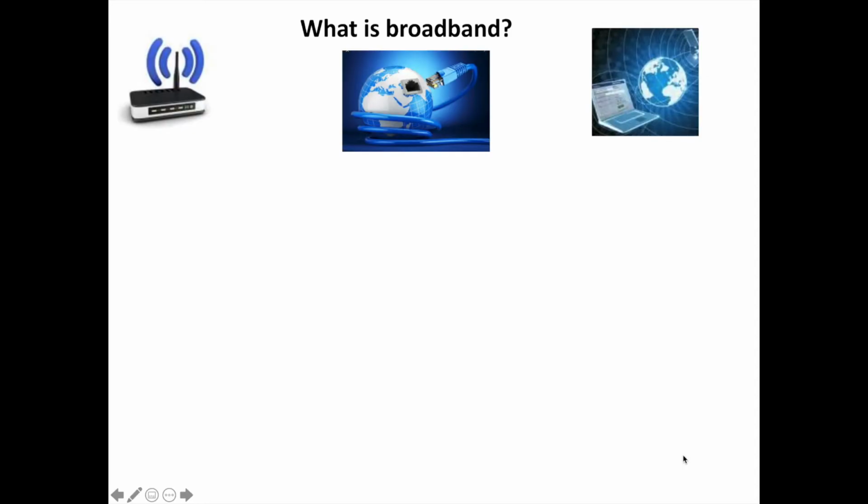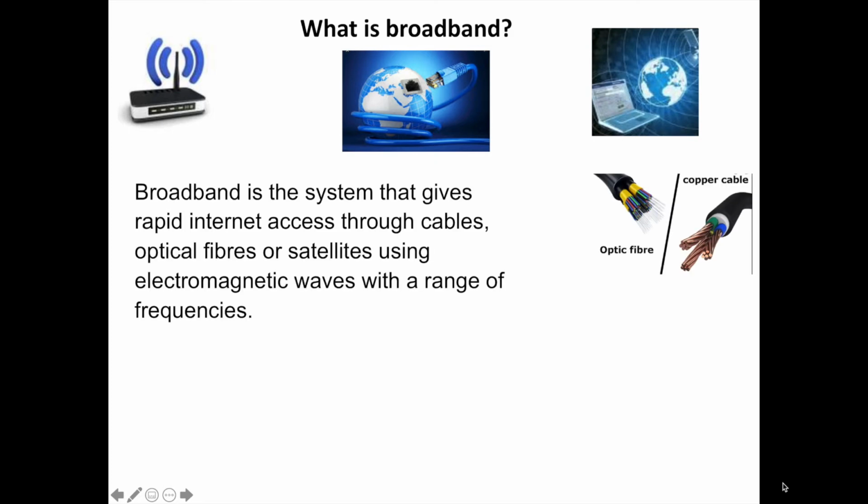So finally, we have to look at what broadband is and how it's transmitted using both fibre optics and copper cables, and why fibre optics are better. So firstly, broadband is a system that gives rapid internet access through copper cables using electrical signals, optical fibres using light, or satellites using microwaves. All of these use electromagnetic waves, and they have a very wide range of frequencies. This is why it is called broadband, because of the broad range of frequencies, or the broad band of frequencies.